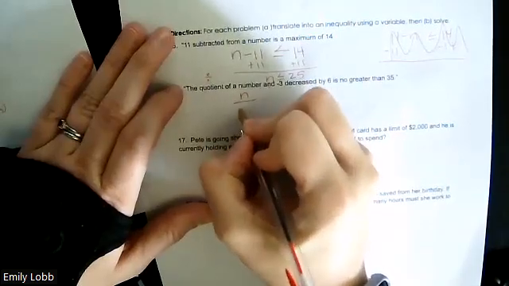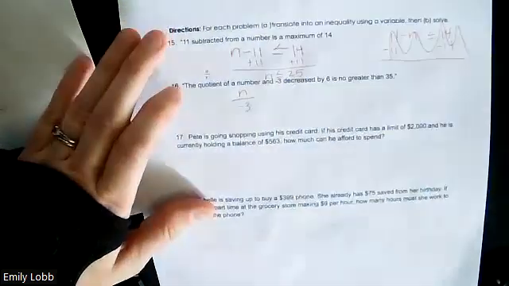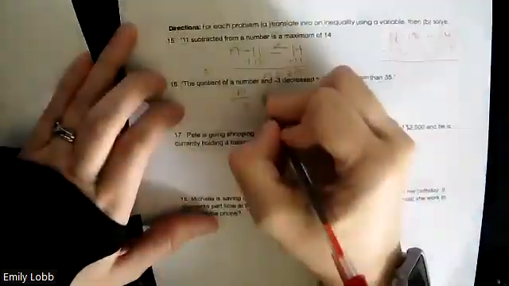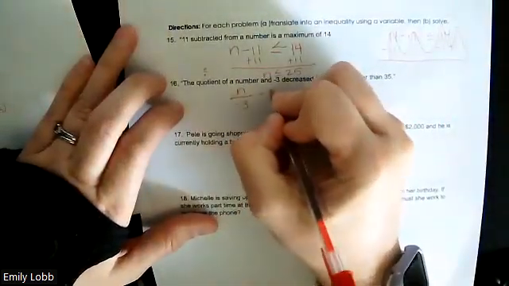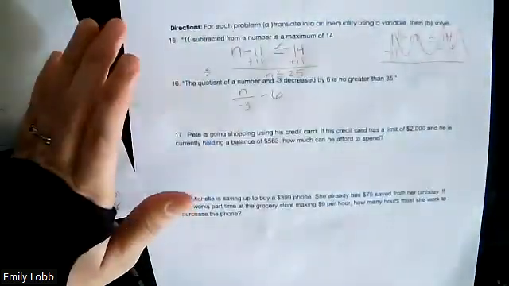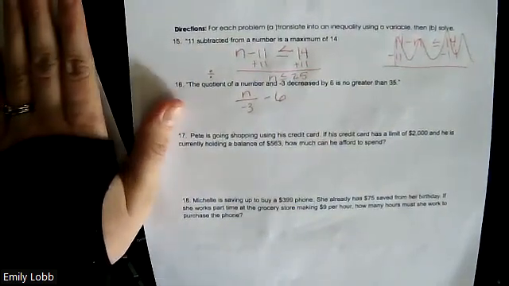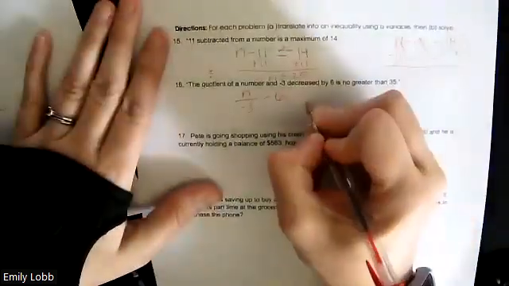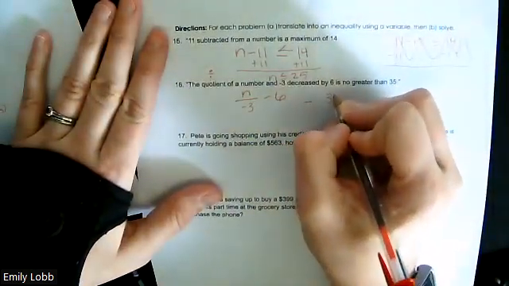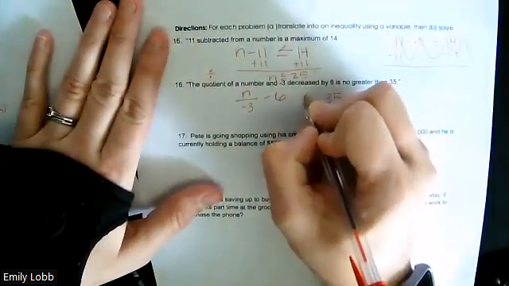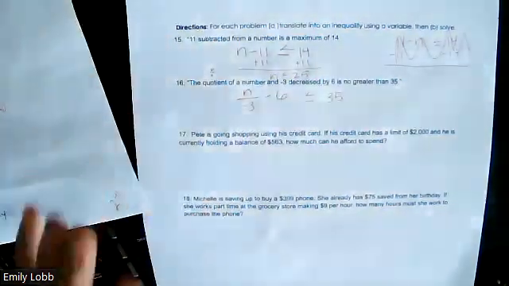So we're saying a number and negative 3. So I'm putting the division sign here. This is decreased by 6, so we have to subtract 6 from it. Is no greater than 35. So it could be equal to 35, but if it's no greater, it's less than or equal to 35.